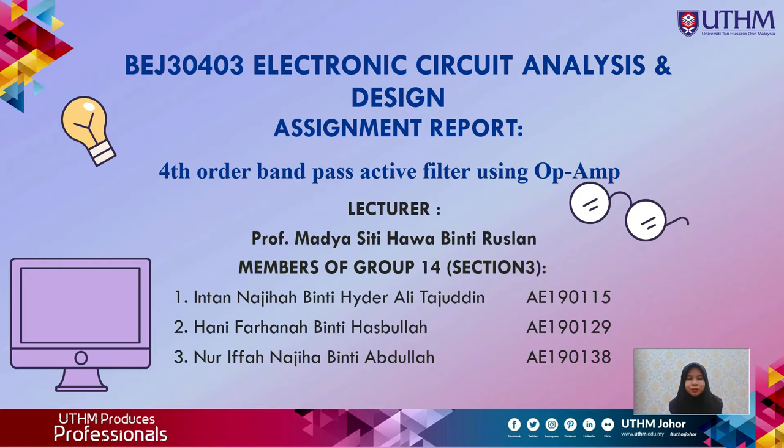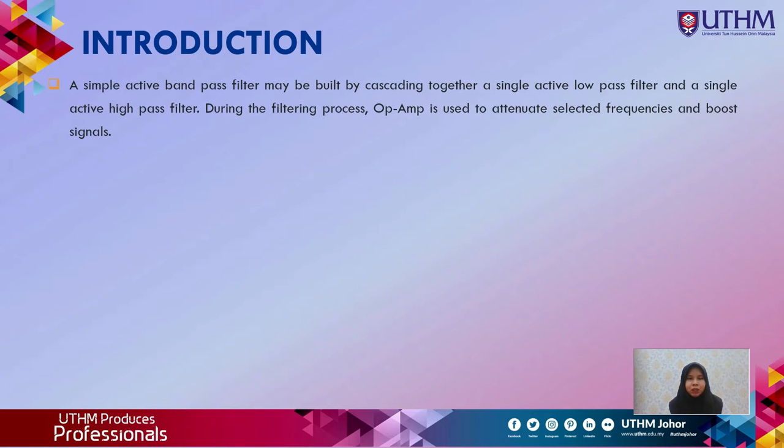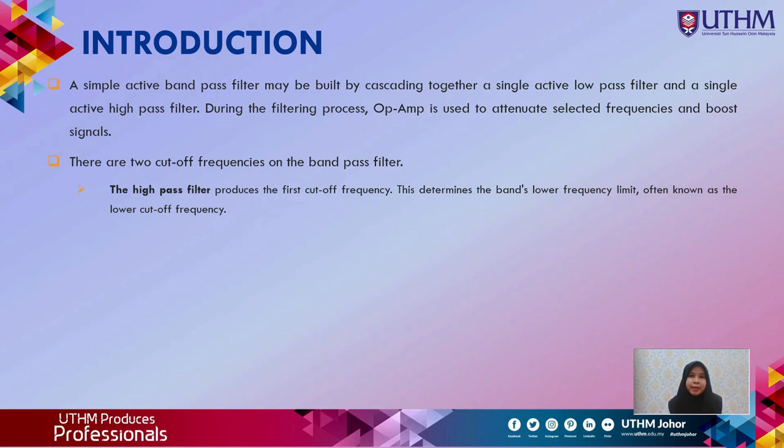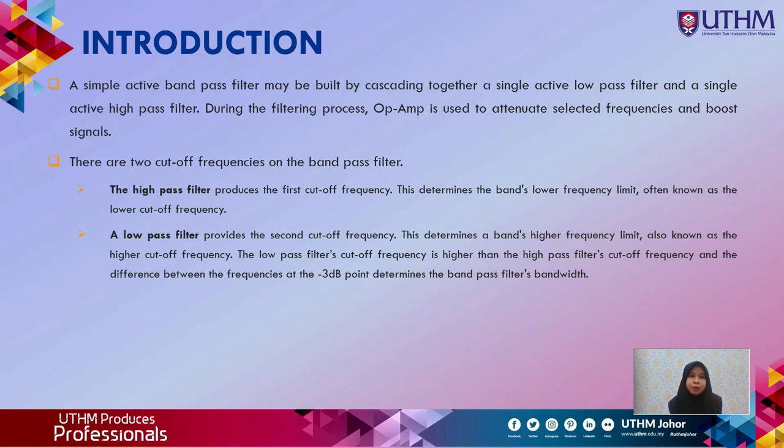So now we'll move into the introduction of the assignment. A simple active bandpass filter may be built by cascading together a single active low-pass filter and a single active high-pass filter. During the filtering process, the op-amp is used to attenuate the selected frequency and boost signals. There are 2 cut-off frequencies of the bandpass filter. The first one is the high-pass filter, and the other one is the low-pass filter.